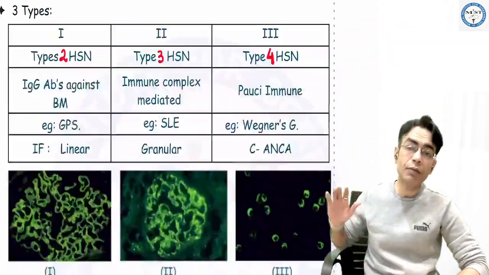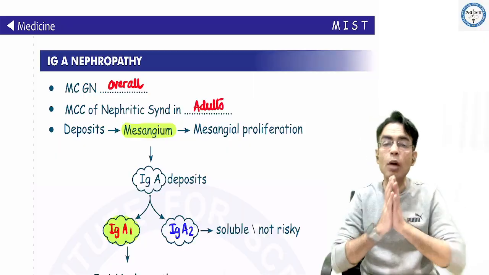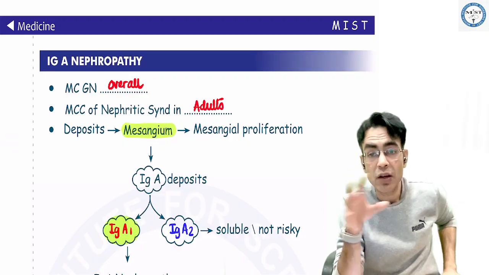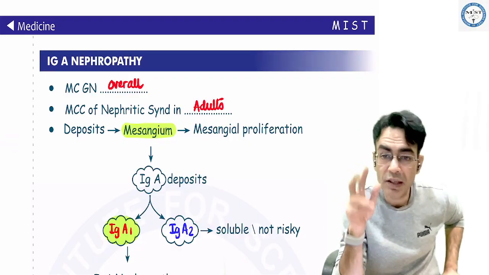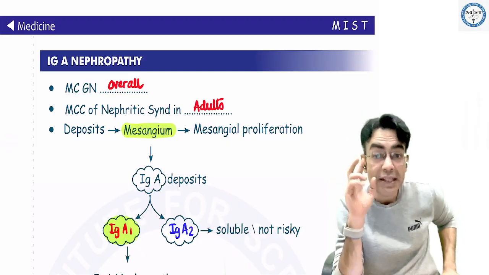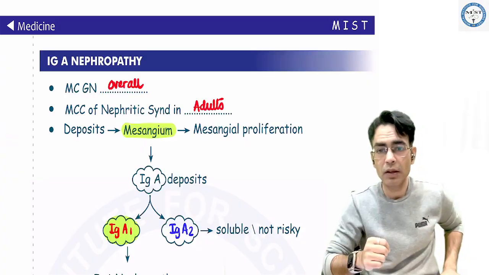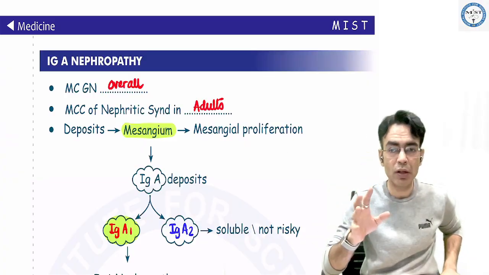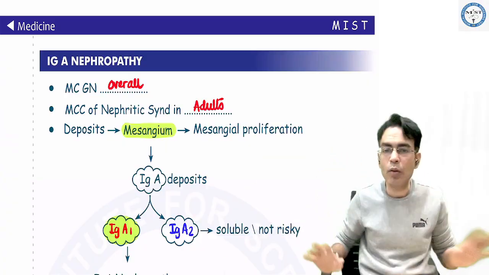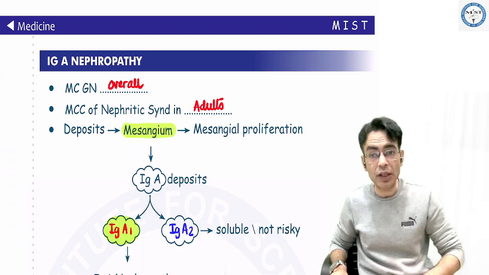Whereas IgA nephropathy, RPGN I will come to later, is the most common glomerulonephritis overall, the most common cause of hematuria in any age group. How will you know whether it is PSGN or IgA? One is C3 levels. If the C3 levels are low, it is PSGN. If the C3 levels are normal, it is IgA. Secondly, if the hematuria is very acute, I mean after 2 days of infection, it is IgA. Which antibody? IgA1 antibody will cause the disease. IgA2 is a soluble antibody, it never causes the disease. So this is the difference between IgA and PSGN.